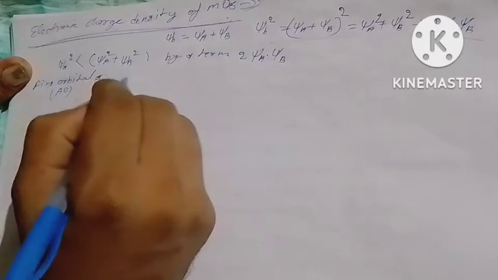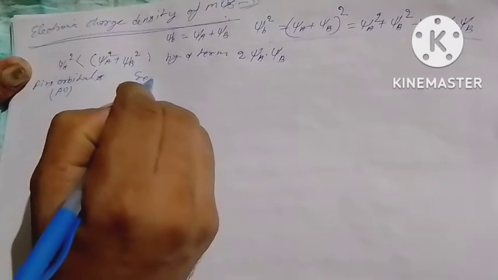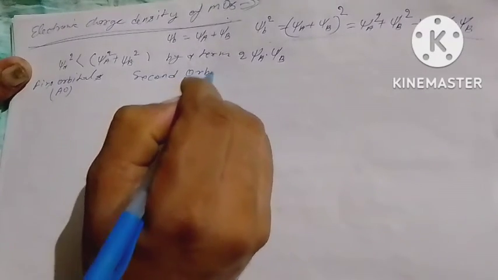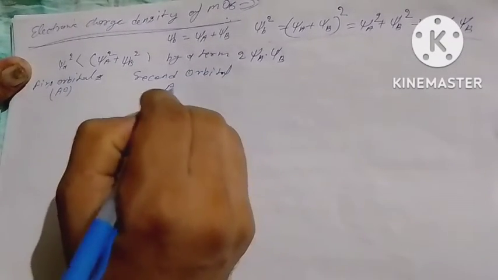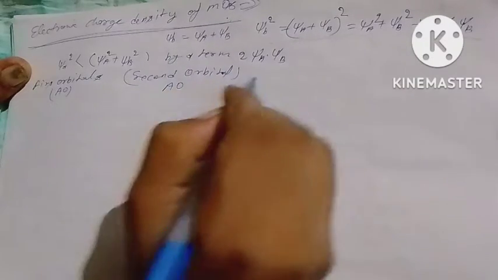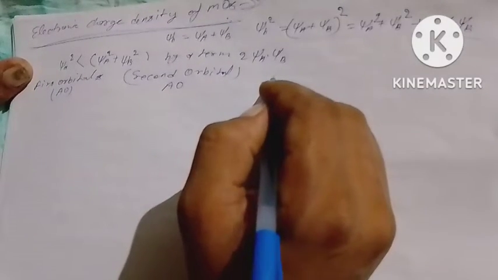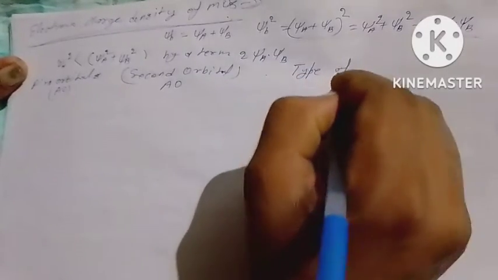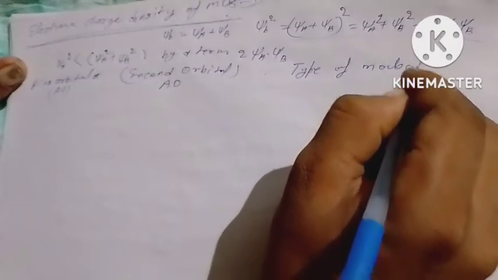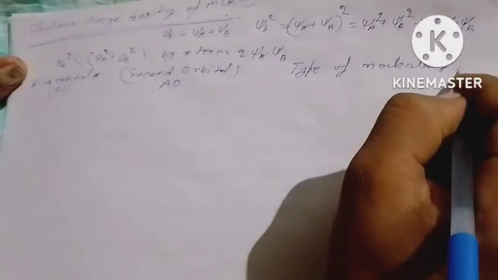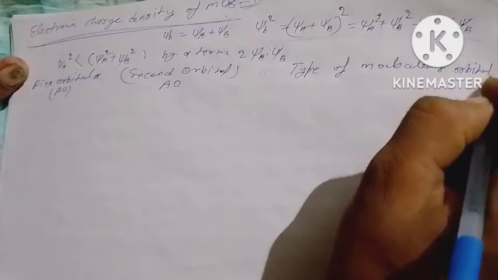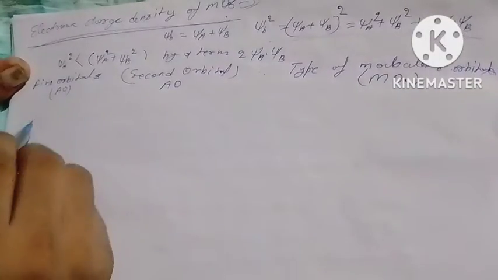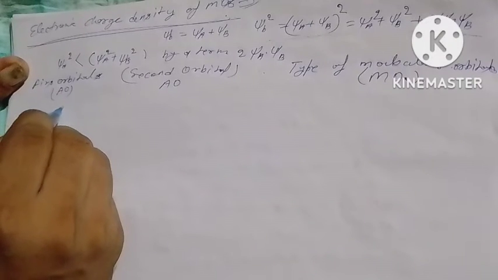Atomic orbitals, AO. Second orbitals. AO. Next is the type of molecular orbitals, MOs.